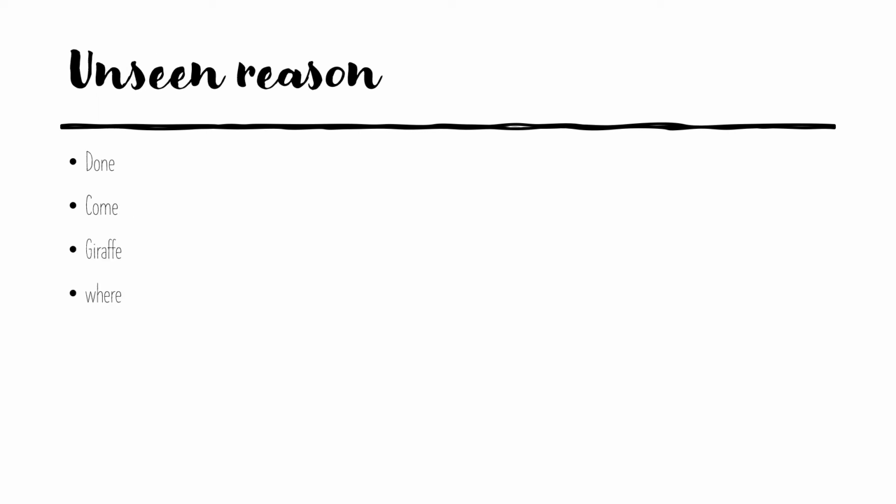And finally, the unseen reason. We don't actually know why E is on the end of done and come and giraffe and where. It just is. Sometimes we just need to know those words, unfortunately, and they can just become part of that oddball family of words that we really can't explain why. Some of these words are very, very old. I doubt giraffe is a very, very old word. And it may be that giraffe has come from another language where the E is important there, but really we couldn't find a reason why there's an E on the end of any of these words.